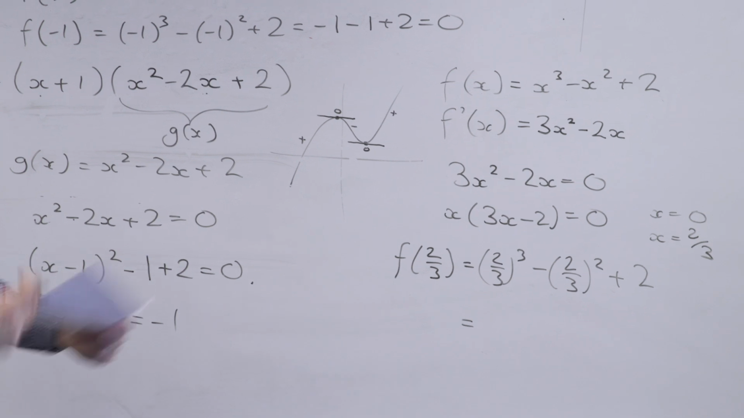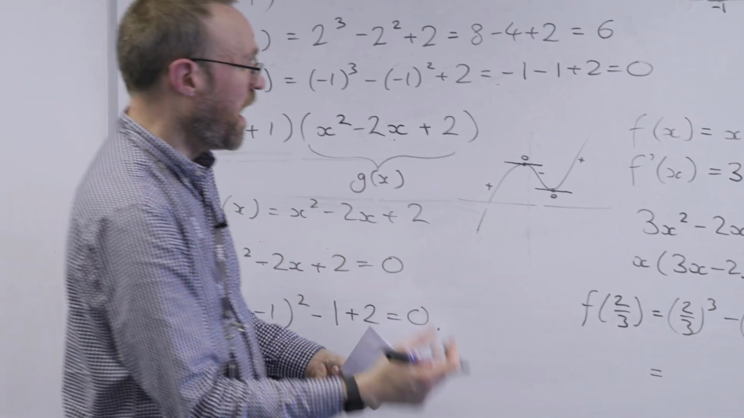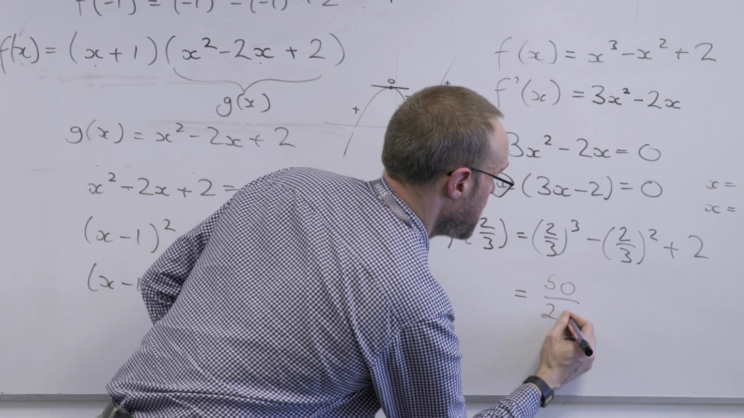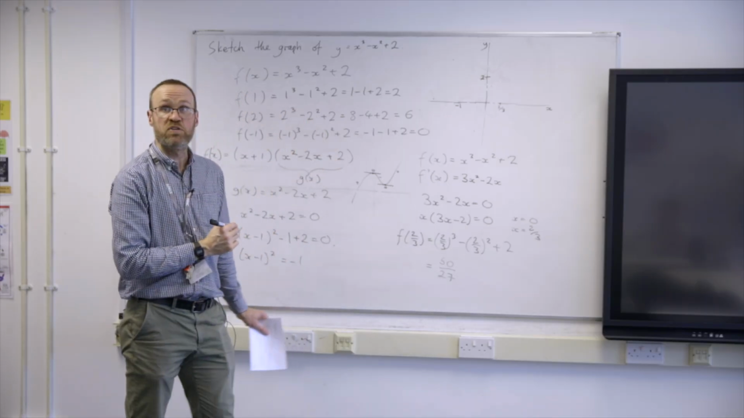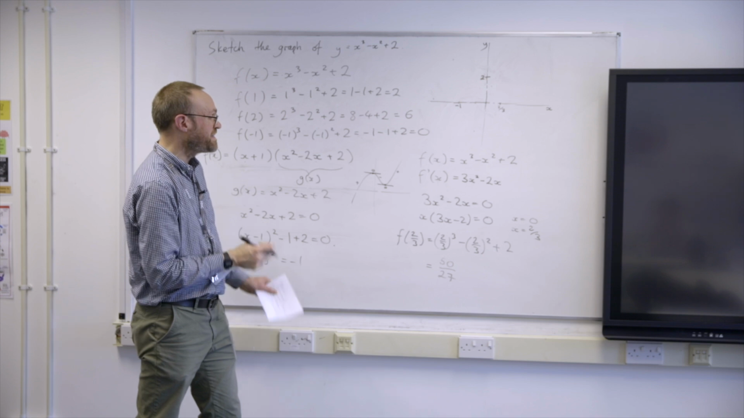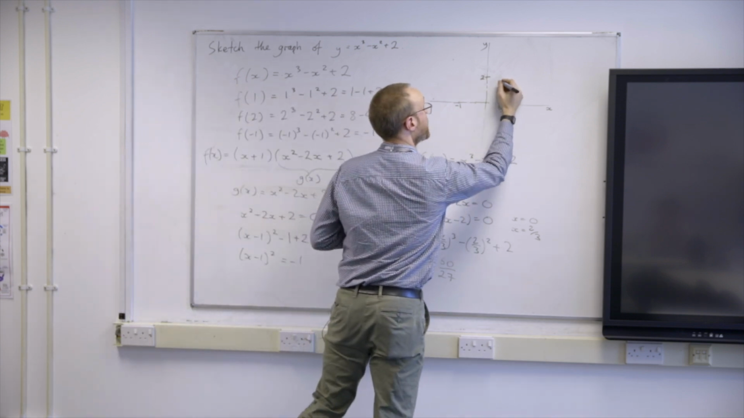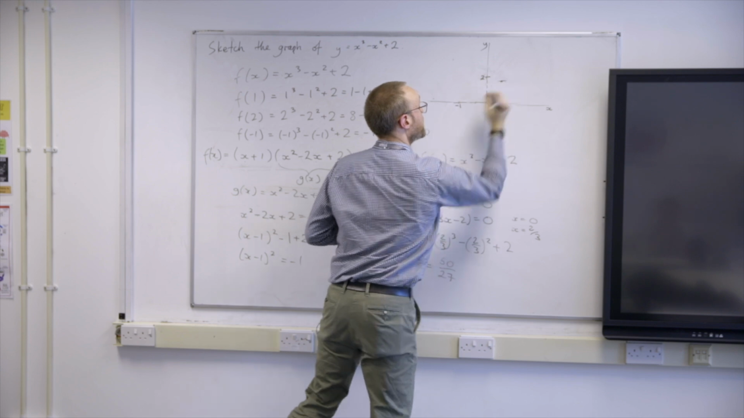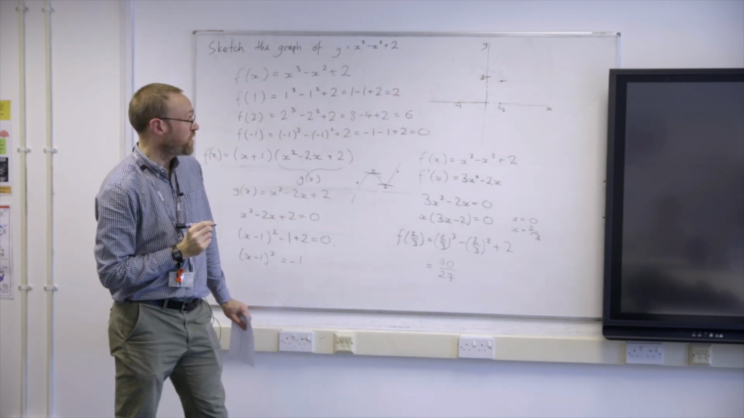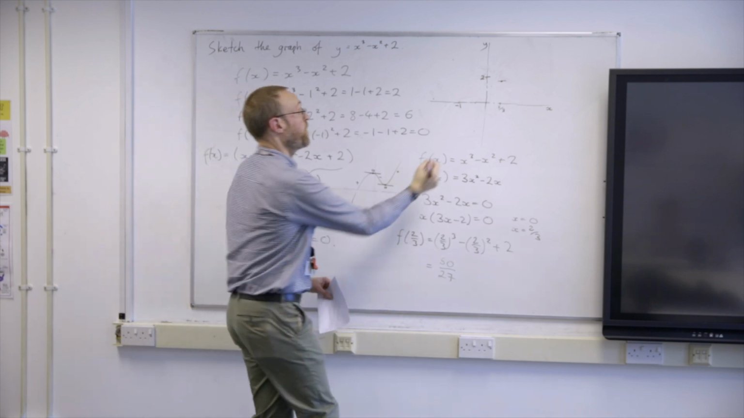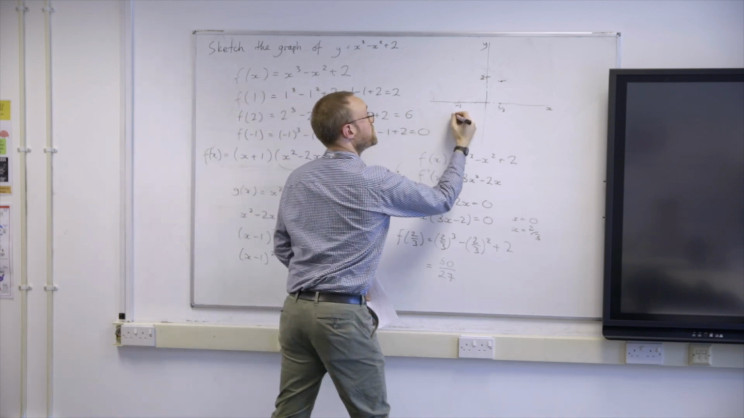And then I need to multiply out those fractions, get myself a common denominator, and I end up with this. It comes out as 50 over 27. Now 50 over 27 is just slightly smaller than 2. So what that's telling us is there's a turning point there. So at that point there, x equals 2/3, y equals 50 over 27. There's also a turning point. And now I can finish the sketch.